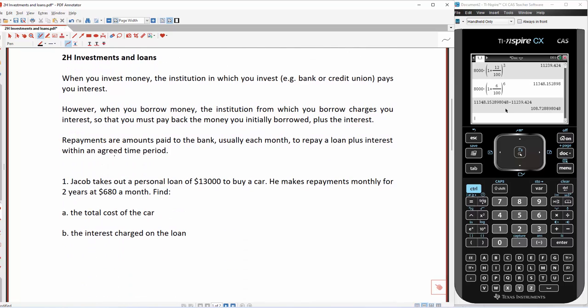Speaking of investments and loans, that's what we're going to cover today. So when you invest money, the institution, like a bank, or as the notes say, a credit union, pays you interest. When you borrow money, the institution from which you borrowed charges you interest, so you must pay back what you actually borrowed plus the interest.